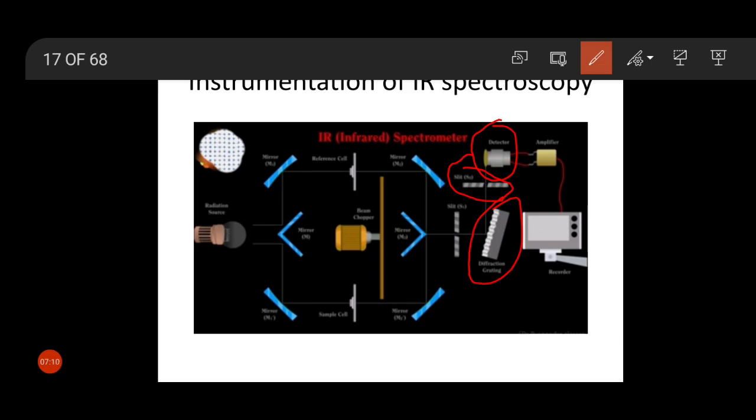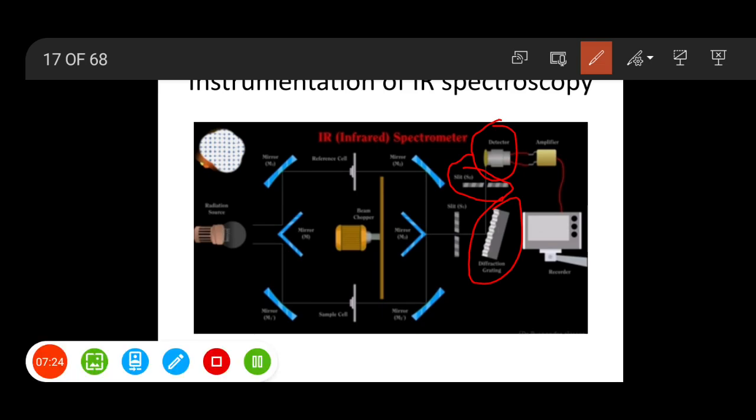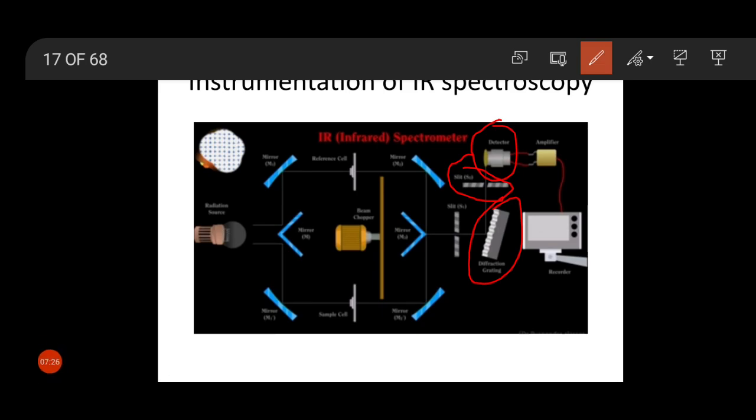See, in the IR instrument various types of detector may be used. This detector may be bolometers, thermocouple and thermopile, pyroelectric detector, Golay cell, etc.